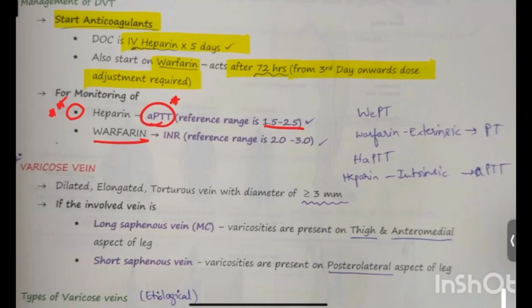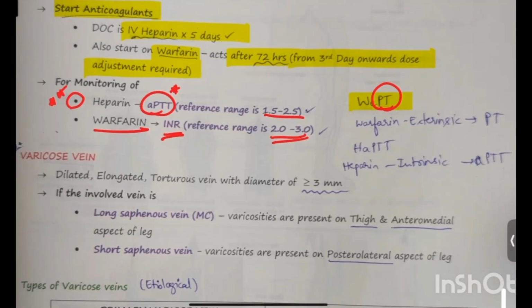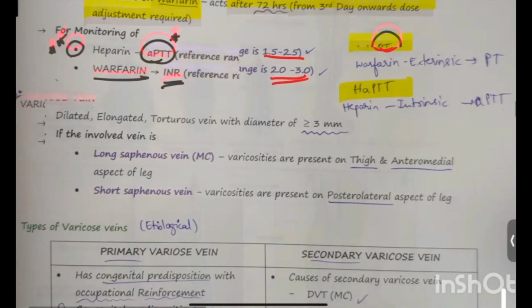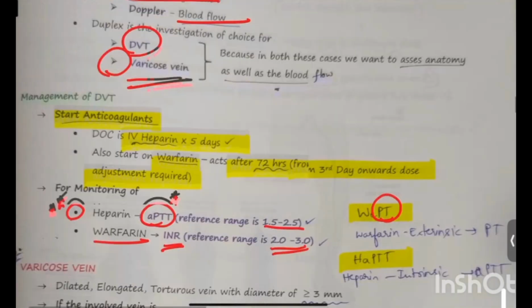Similarly, for warfarin, we will use the international normalized ratio, that is between 2 to 3. Okay, so you can remember it this way: WEPT, that is warfarin, extrinsic pathway, and we can use PT for its assessment, or INR. Similarly, HIAPTT, that is heparin, intrinsic pathway, and then APTT is used. Okay. So based on this we can treat the patient.